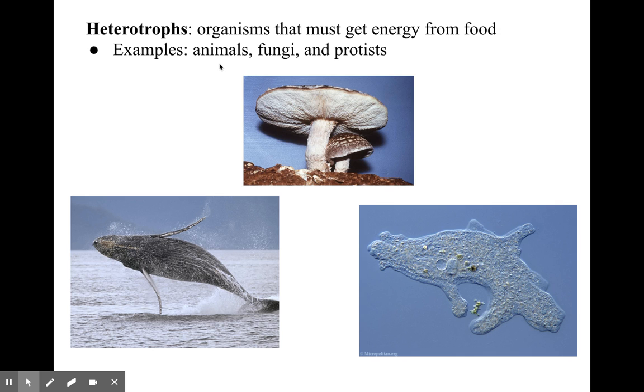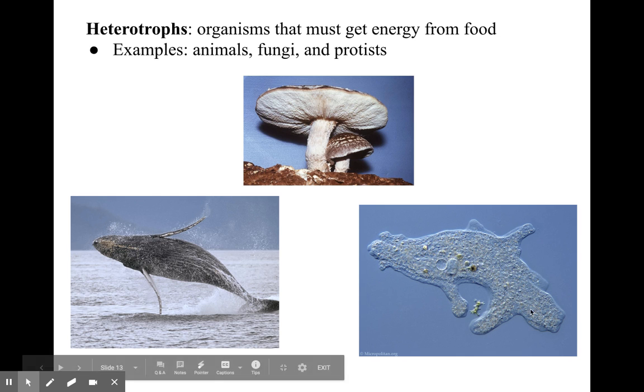All animals are heterotrophs. Fungi, mushrooms, you might think mushrooms don't eat. Well, they actually do. They eat whatever they're growing on. So if they're growing on wood, they're eating the wood. If they're growing on leaves, they're eating the leaves. So fungi are not making their own food. They are eating the food they grow on. And then protists, so the amoeba here is about to eat whatever this is right here. So you have to eat something to make energy.